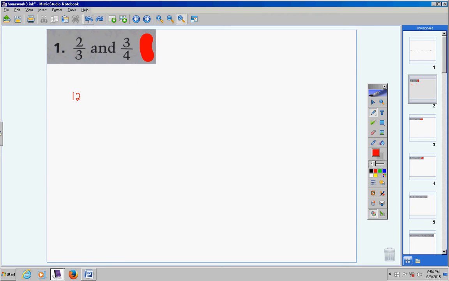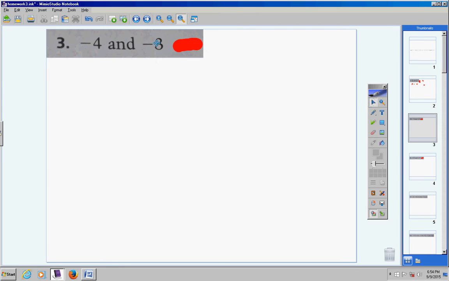Probably the faster way is to take your calculator, type in 2 divided by 3, and you get 0.6. 3 divided by 4, 0.75. So obviously, let's put a 0 here so they have the same amount of decimal places, or a 6, I guess. 0.66 is less than 0.75, okay? So the number that's greater is 0.75. But I'd like you to use the original number. So 0.75 is the same thing as 3/4. So the answer is 3/4.